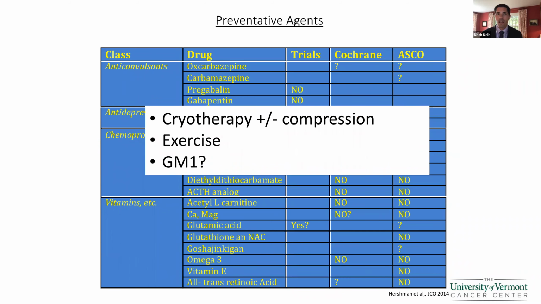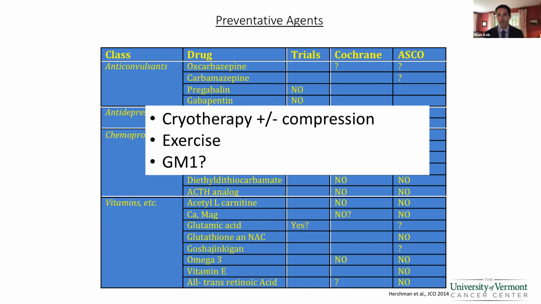There's been a lot of interest in cryotherapy with or without compression. As some of you probably know or have heard, patients receiving specific kinds of chemotherapy wear cooling caps on their head to prevent alopecia or hair loss. This was recognized many years ago. This has been an effective strategy. And the suspected mechanism for why it works is probably twofold.